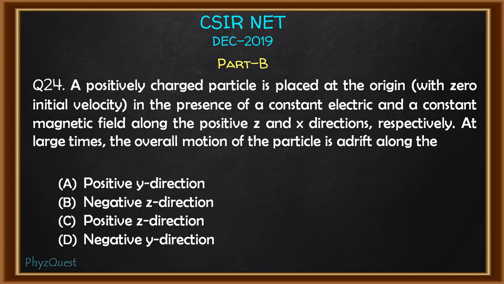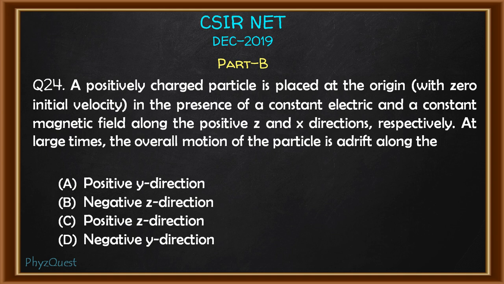So the question is, a positively charged particle is placed at the origin with zero initial velocity in the presence of a constant electric and a constant magnetic field along the positive z and x directions respectively. At large times, we need to find out what will be the overall motion of the particle, adrift along which direction. Four options are given and we need to choose the correct option.